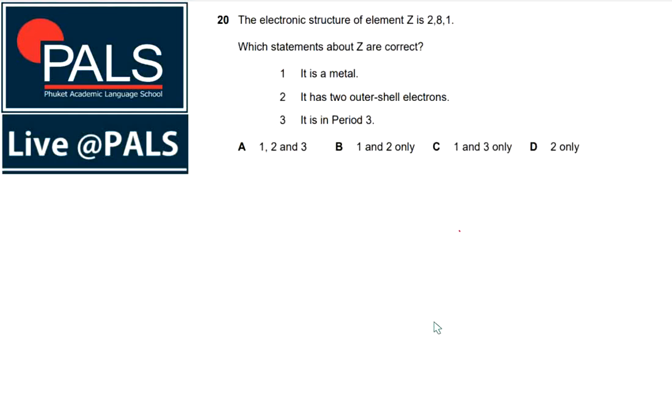The electronic structure of element Z is 2, 8, 1. Which statements about Z are correct? Probably yes, it is a metal. However, it does not say that the outer shell has 2 electrons. However, it is in period 3 because 1, 2, 3. So yes, the answer is letter C. It is a metal and it is in period 3.